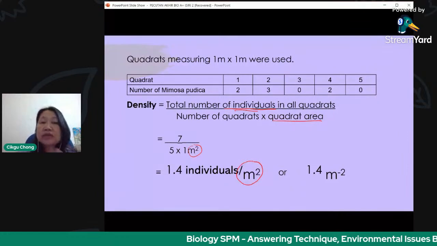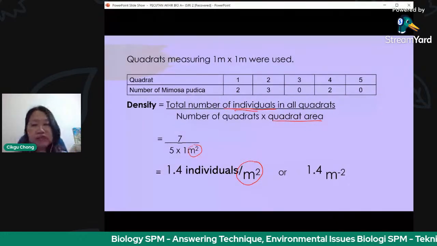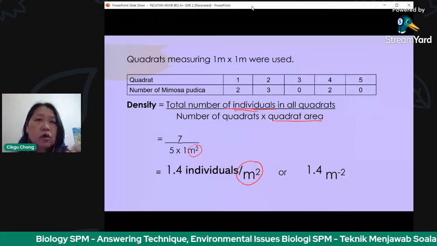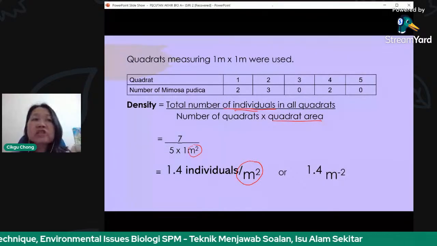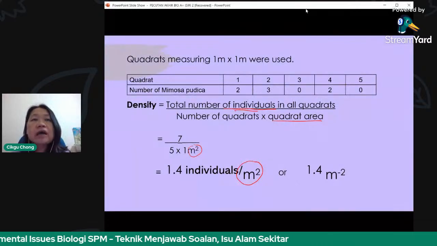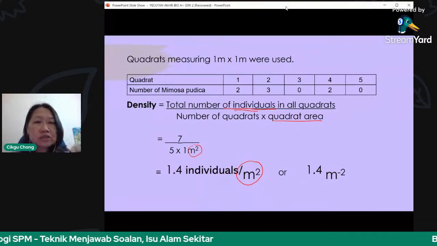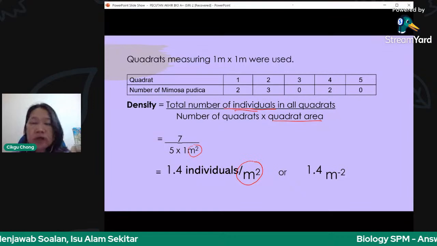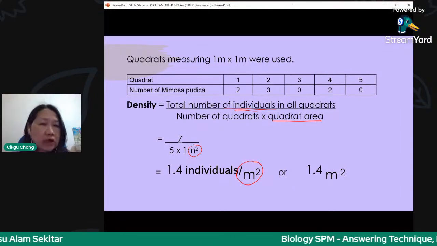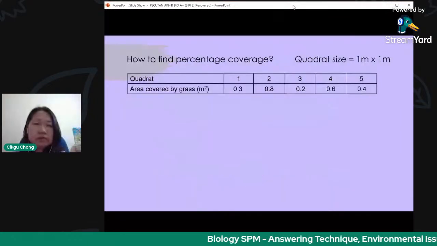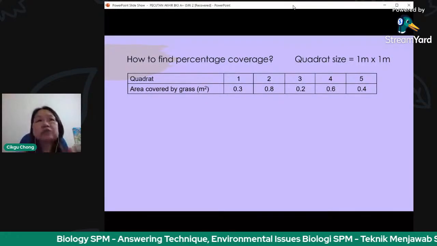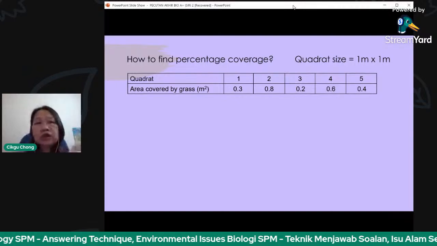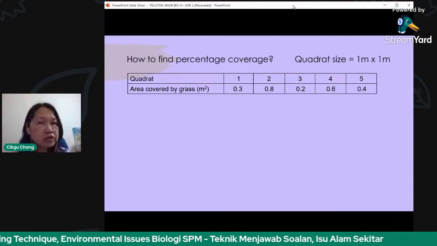Now, besides asking for density, they can also ask another 2 more parameters. This is called population ecology, how to estimate the population. This is the quadrat sampling method. Okay, next one. They can also ask percentage coverage. So percentage coverage is more suitable for plants which are not big trees. You cannot identify it's a tree on its own because they are more or less like joined together.